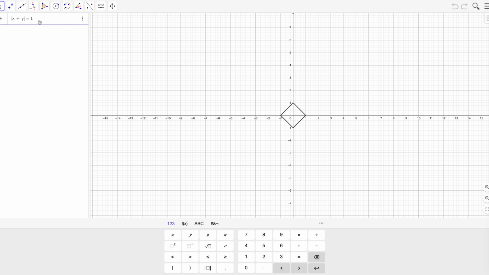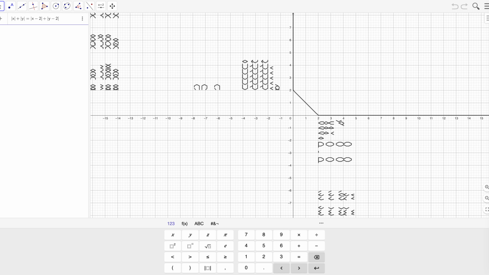But now let me make it a little bit more complicated. The equation I got for the perpendicular bisector of the line segment OA using Taxicab Metric. So the equation was this: absolute value of X plus absolute value of Y equals to absolute value of X minus 2 plus absolute value of Y minus 2. Okay, and then a very strange graph appears.